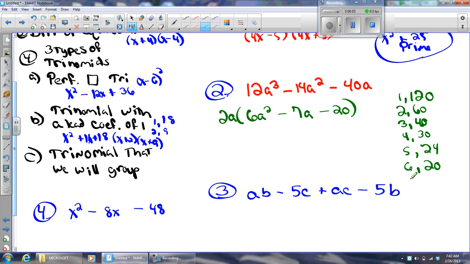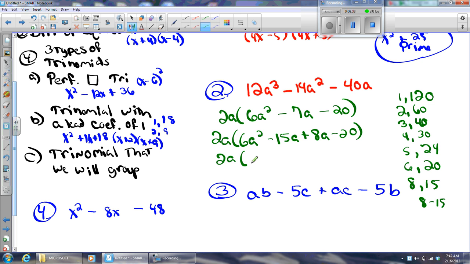Yeah, 8 will go in 15 times. Ooh, I like that. I like the idea of 8 minus 15. So I'm going to rewrite the part in parentheses: 6a squared, minus 15a, plus 8a, minus 20. So then I'm going to get a 2a, and I'm going to group.